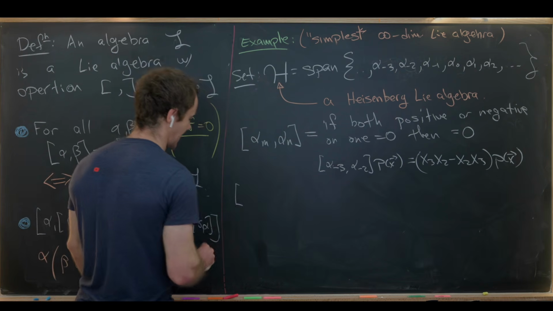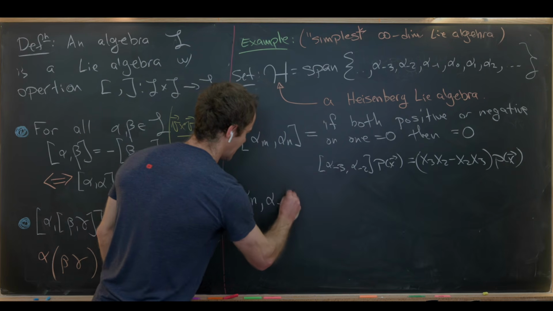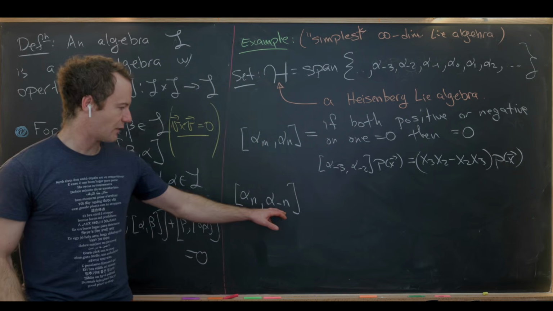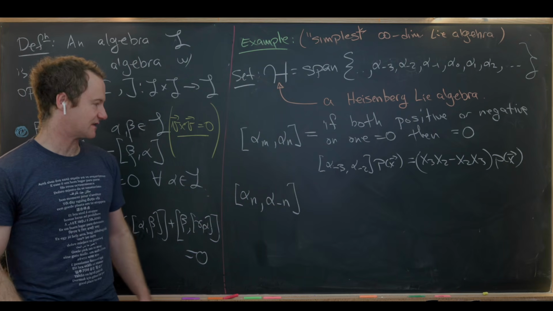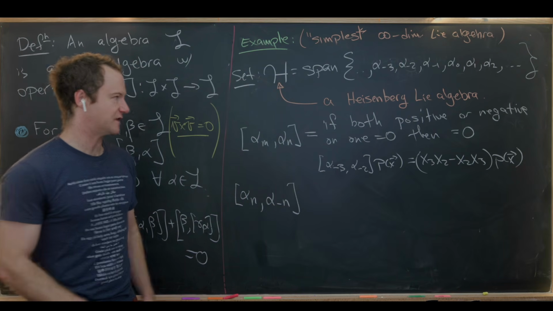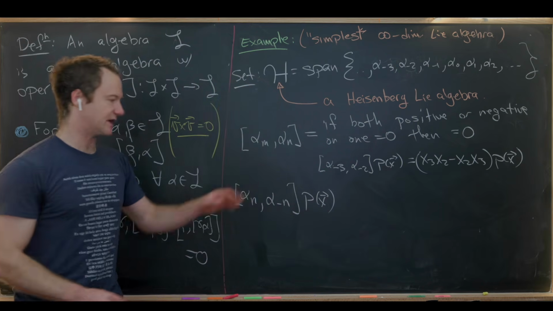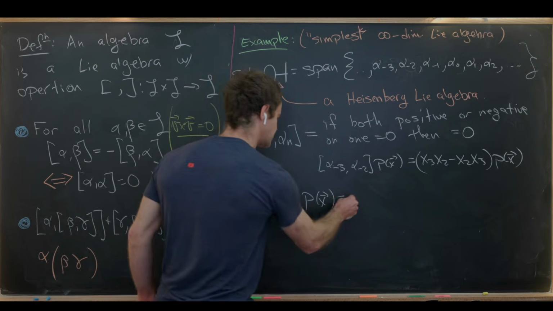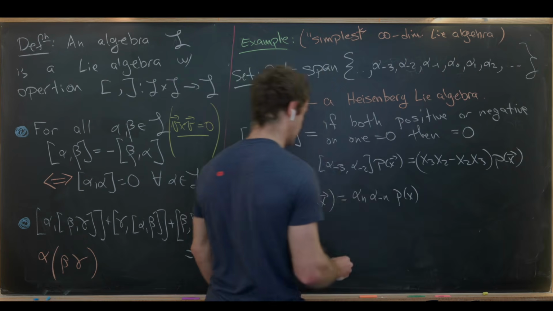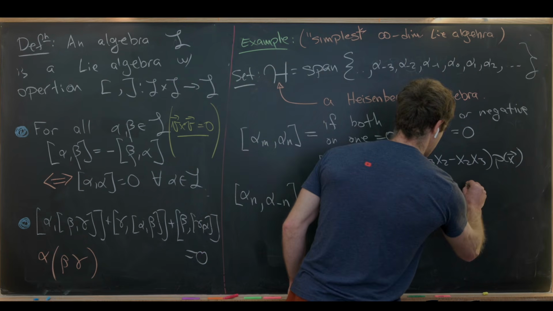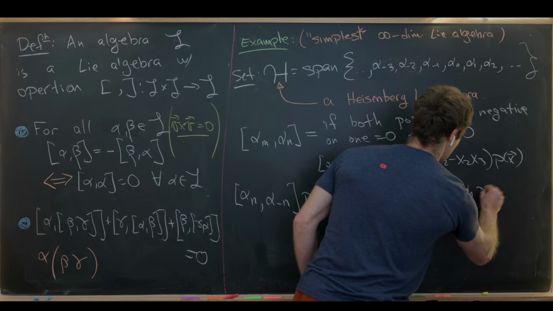So let's look at this: alpha n, alpha minus n. I'll leave as a homework exercise that this is the only time that you get something that's non-zero, but let's work this out to see what happens. In order to know what it does, we need to know what it does to a polynomial. So this is going to be alpha n, alpha minus n on the polynomial, minus alpha minus n, alpha n on the polynomial.